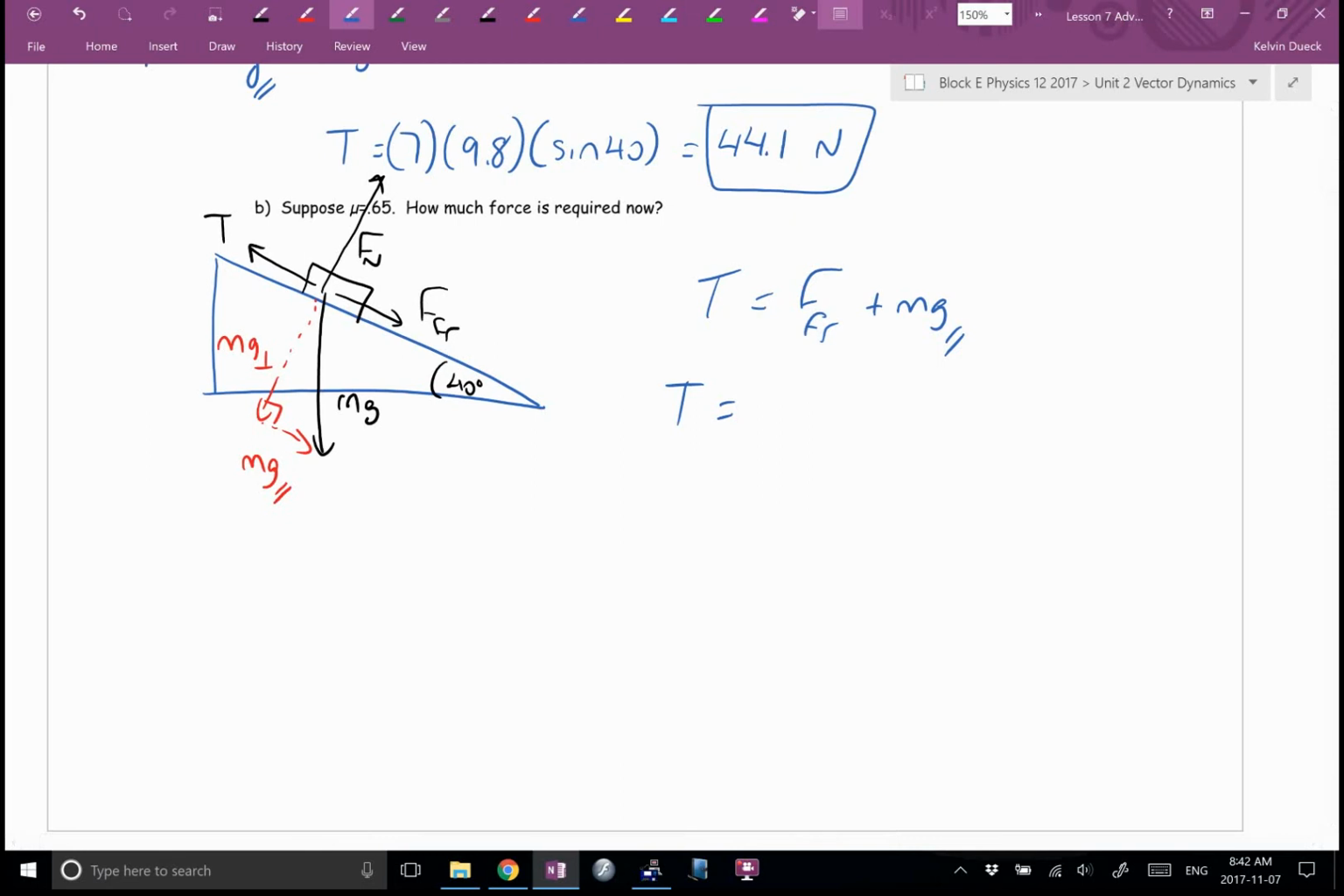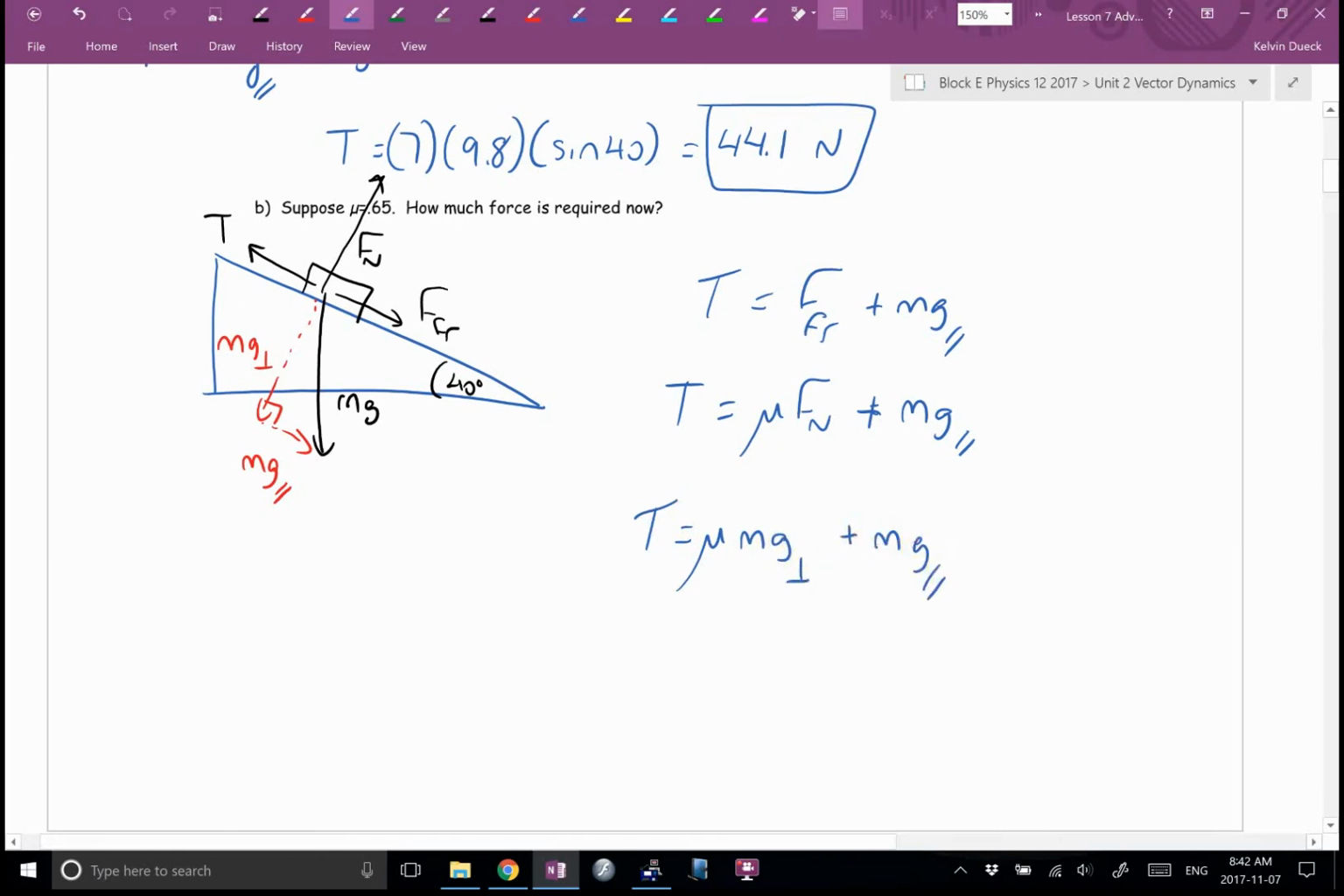Mu times the normal force. Okay, so we would go mu normal force plus mg parallel. I don't know the normal force, but look. Got another force the same size as the normal force, and it's not mg. Which one? Mg perpendicular, so I'm going to get tension is mu mg perpendicular plus mg parallel.